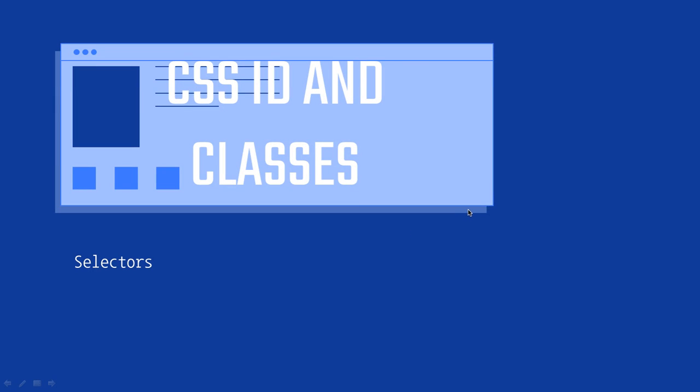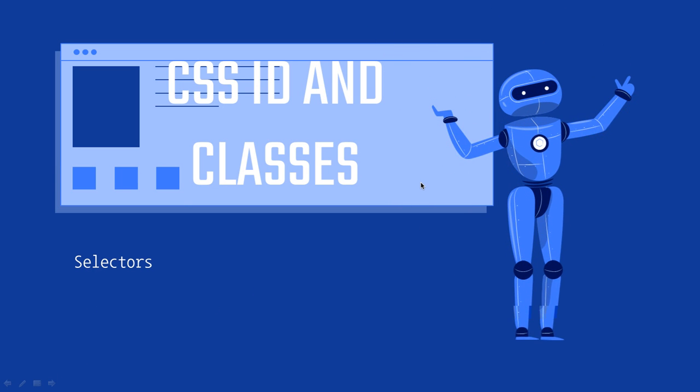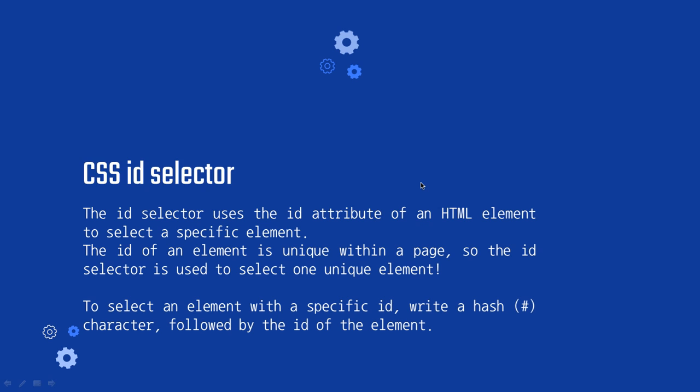Hey guys, today we are going to learn about CSS ID and class selectors. So the ID selector. The ID selector uses the ID attribute of an HTML element to select a specific element. So if you want to select a specific element with an ID, you need to write the ID attribute.